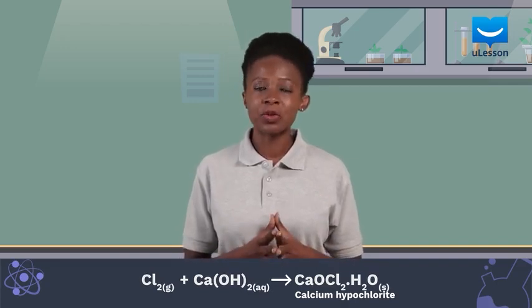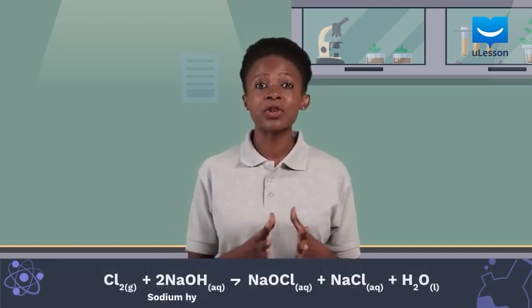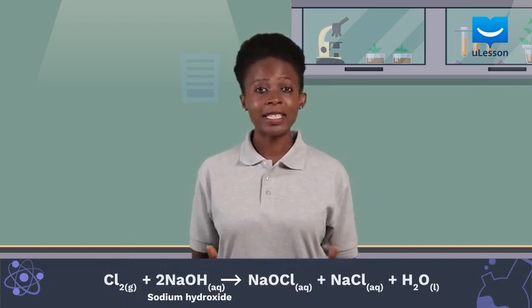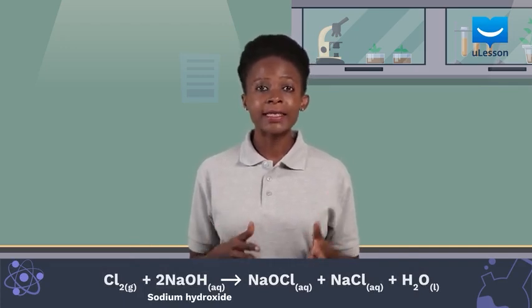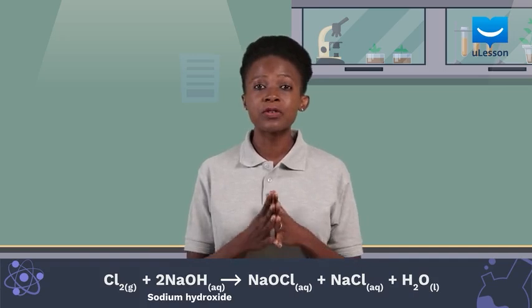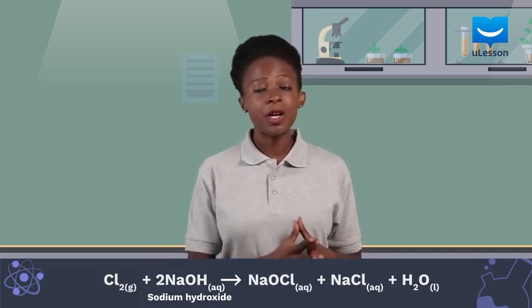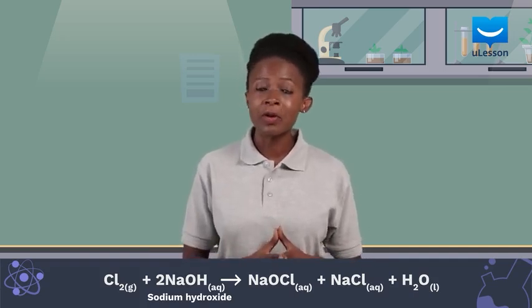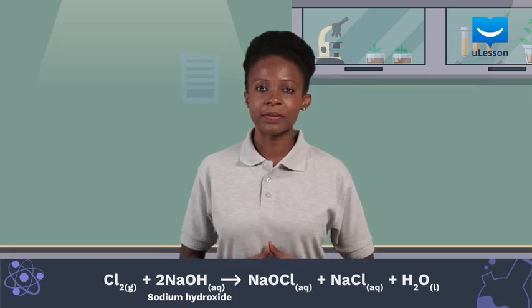Chlorine gas can also react with other alkalis such as sodium hydroxide. For example, if chlorine gas is passed into a cold dilute solution of sodium hydroxide, sodium oxychlorate(I), sodium chloride, and water will be formed.